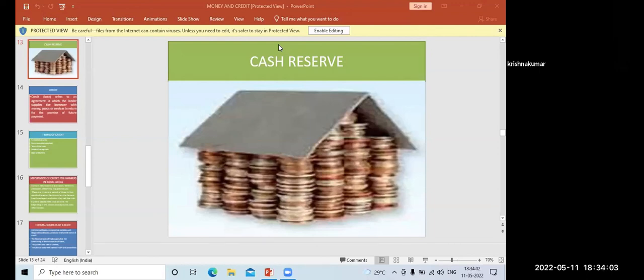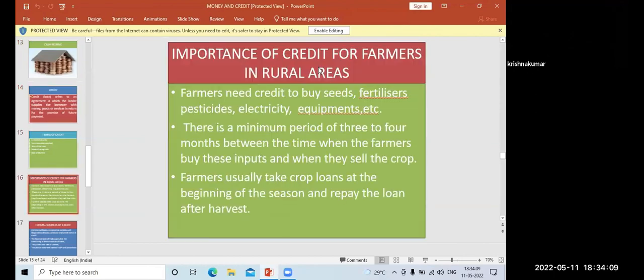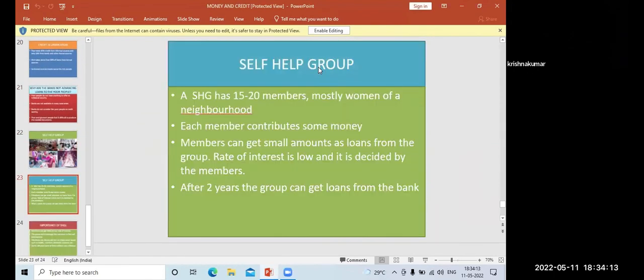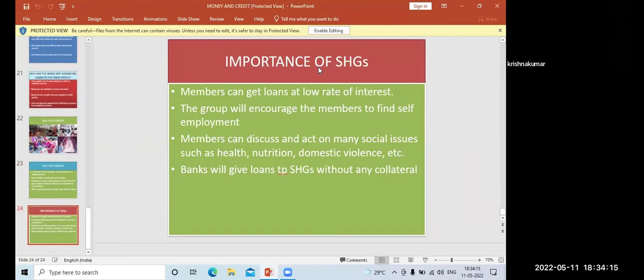So SHG is another important step taken by the government in order to provide credit to the village people. Okay. So mostly nowadays, the poor are not getting credit from the formal sources.